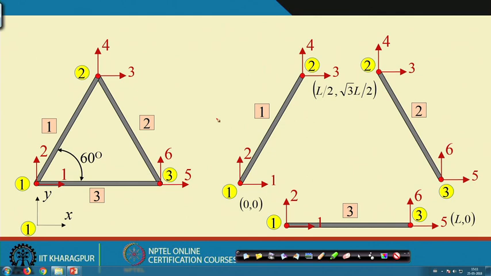The reason why we chose a very simplified problem is that I have to show you all the calculations in different steps. If the number of members is very large, it will be difficult to show all the steps in great detail. So for three members we will show all the calculations manually, but really we do not do it manually for a large structure. We will see how to do similar operations using computer code.